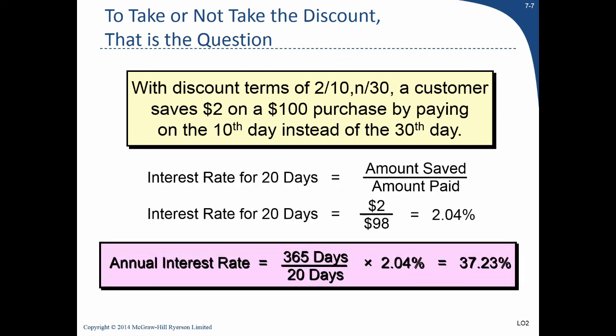So this just shows with discount terms of 2/10 net 30, a customer saves $2 on a $100 purchase by paying on the 10th day instead of on the 30th day. Okay, so again, $2 is not that much. That's like a coffee on $100. But 2% on $1 million is quite a bit, right? That's $20,000.